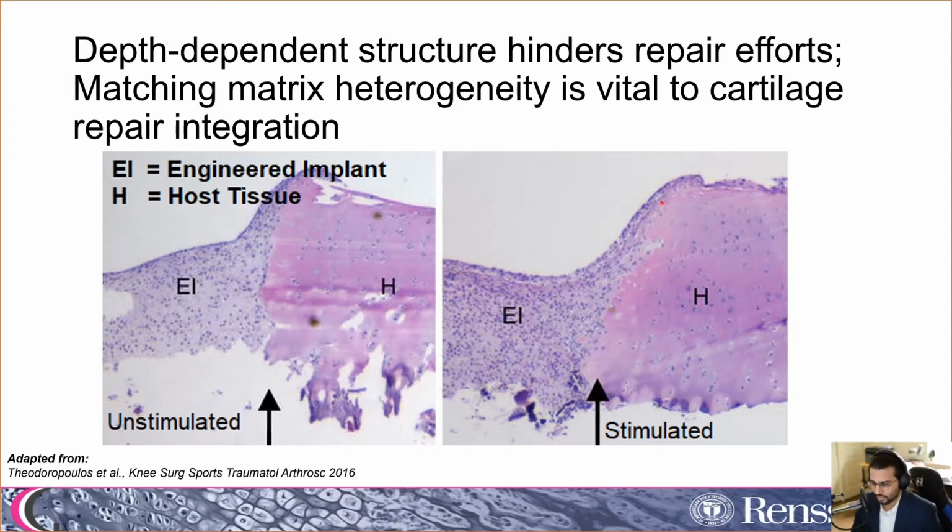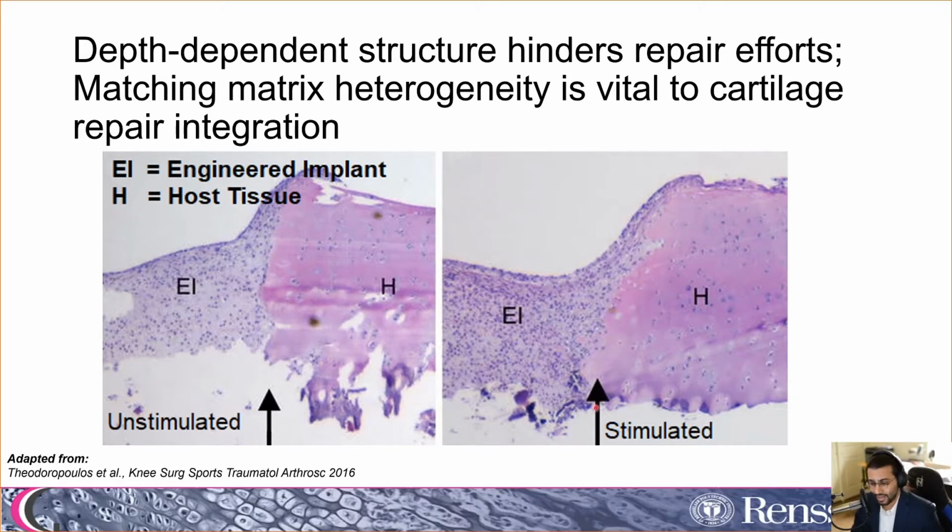a stimulated repair. But this stimulation here, we can see that it visually improves. However, this depth-dependent structure here does not match that of the host tissue. And as repair efforts advance, how do we actually assess this repair interface? Like, how do we measure tissue integration?